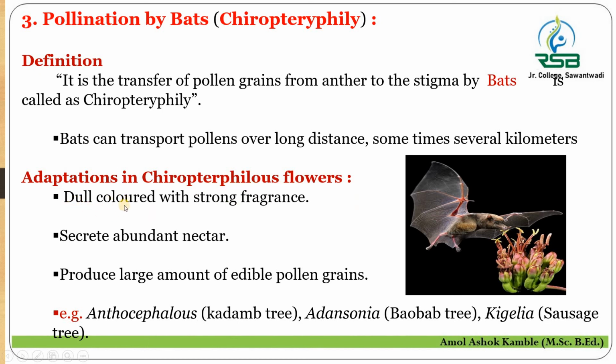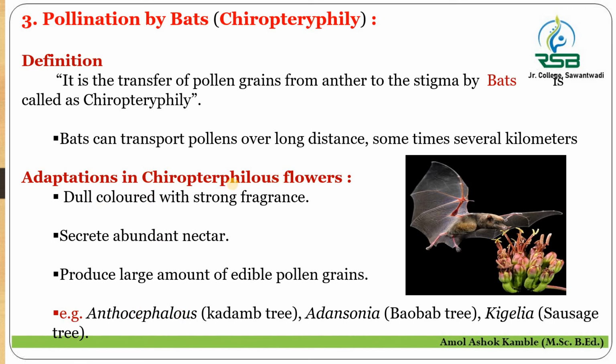Flowers are dull colored with strong fragrance. They secrete abundant nectar. They produce a large amount of edible pollen grains. Examples of chiropterophilous plants are Anthocephalus, that is the Kadamba tree, Adansonia, that is the baobab tree, and Kigelia, that is the sausage tree. These are the examples of chiropterophilous plants.